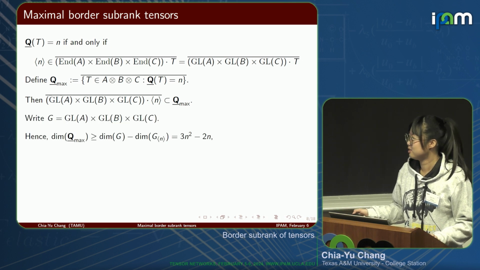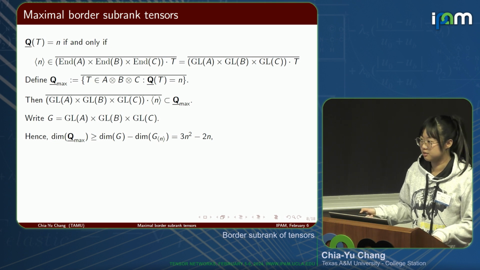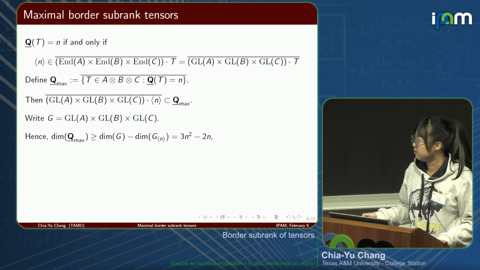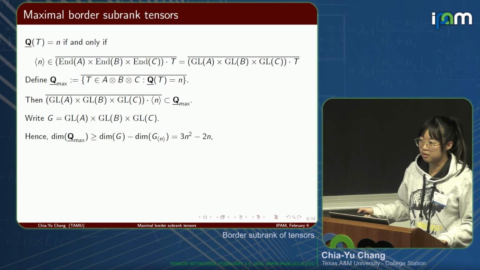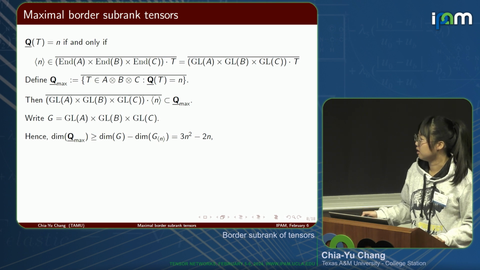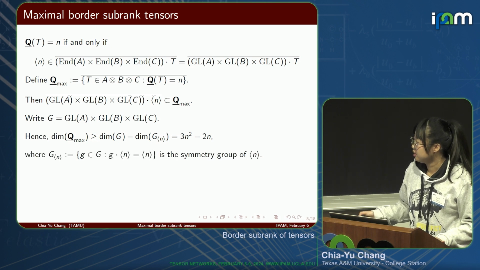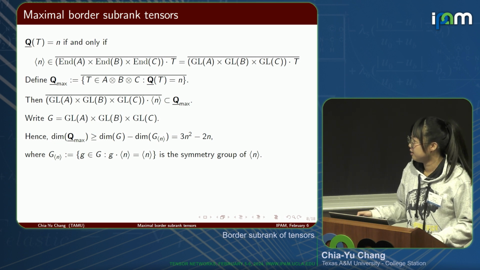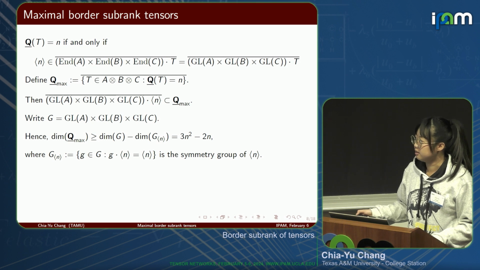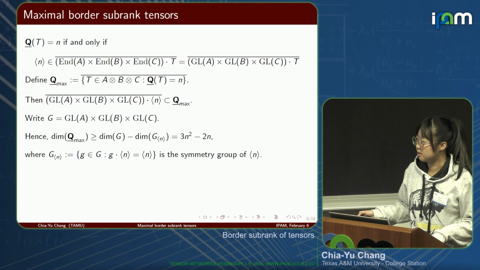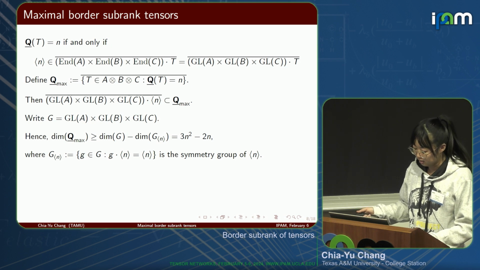Now let G denote the group G(A) times G(B) times G(C). The dimension of Q underbar max has a lower bound given by the closure of the orbit of the unit tensor. It is equal to the dimension of the group G minus the dimension of the symmetry group of the unit tensor. Here, the symmetry group of the unit tensor is the subgroup of G that fixes the unit tensor, and it has dimension equal to 2n. So the lower bound on the dimension of the closure of the set of all maximal border subrank tensors is 3n squared minus 2n. This is the first lower bound.